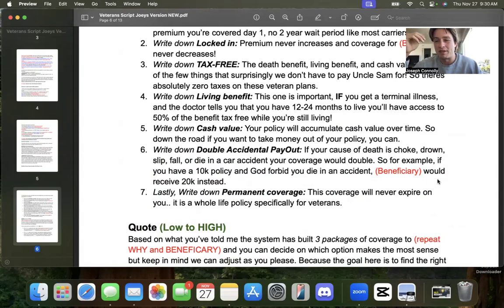So it's not really going to make a price-wise difference to me. It's usually like 5 to 10 extra bucks and sometimes less. So I'm going to quote that if they're 75 or younger. If they're 76 or older, I typically don't quote that.